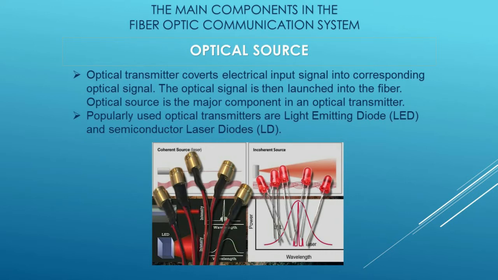Optical source. Optical transmitter converts electrical input signal into corresponding optical signal. The optical signal is then launched into the fiber. Optical source is the major component in an optical transmitter. Popularly used optical transmitters are light-emitting diode (LED) and semiconductor laser diodes (LD).